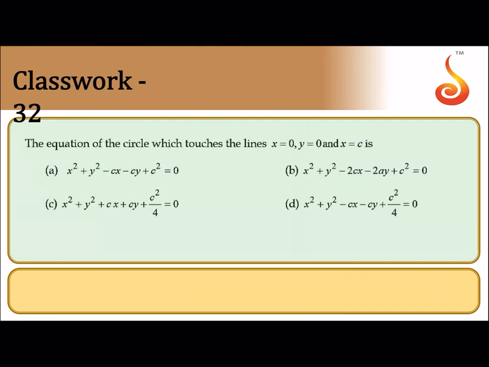So option D is correct. There must be a bracket, otherwise it's wrong. 32. Equation of circle touching x equal to 0, y is equal to 0 and x equal to c.